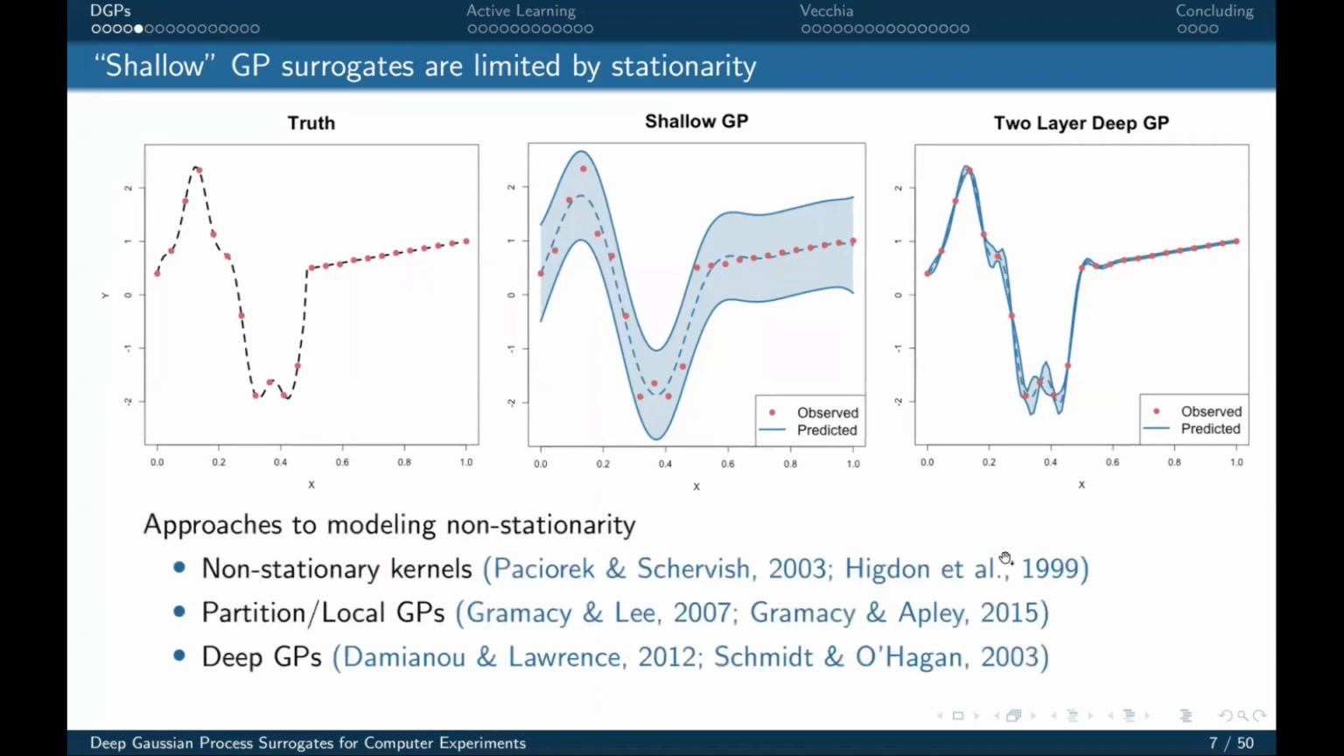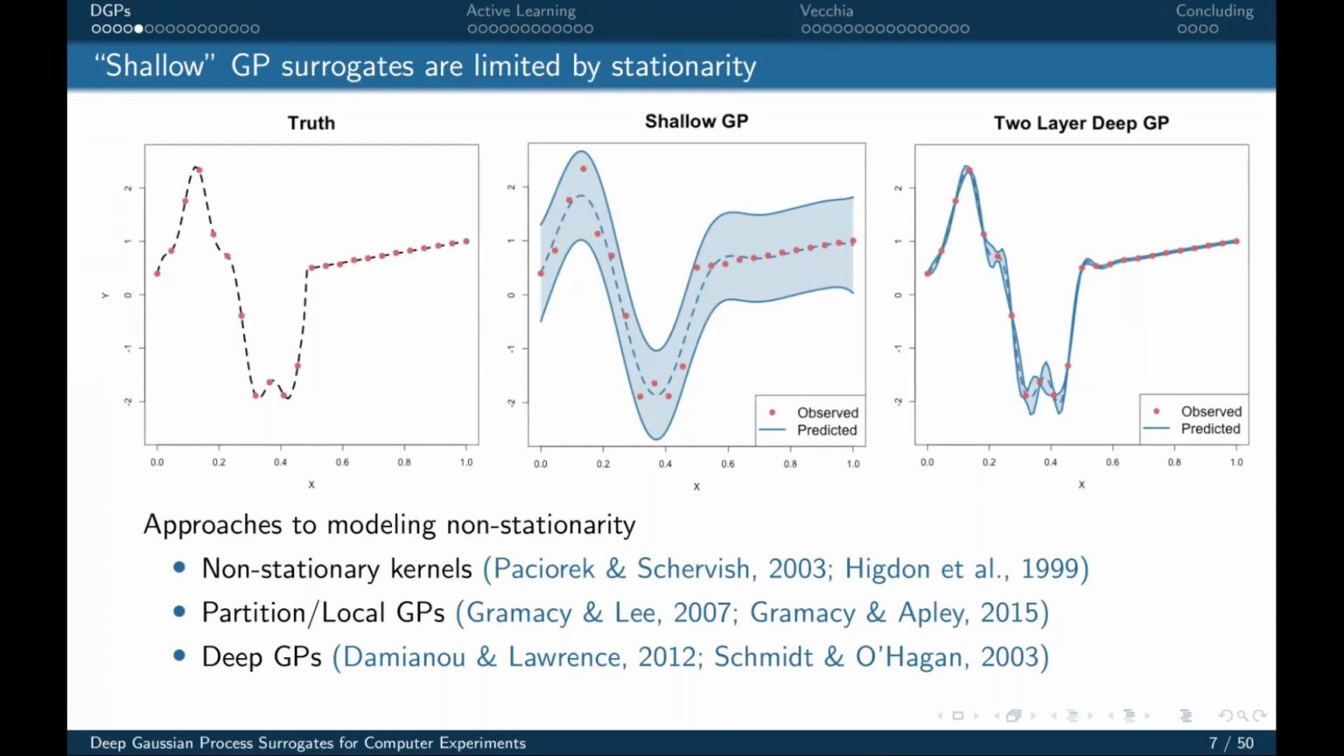This is a big area of research. People have tackled non-stationary Gaussian process modeling going back to the 90s. I worked in this area for a little while, but I want to focus on the last bullet here, which says deep GPs. Deep GPs were introduced in this paper in 2012, but it's very similar to an idea in this paper and another one that was basically from the late 90s. I know it says 2003 here, but people were working on this in the late 90s.